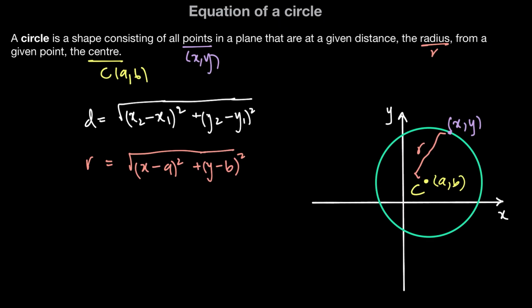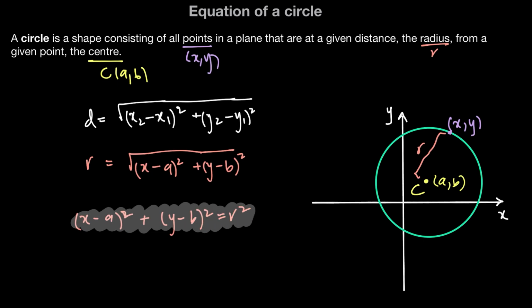So if we square both sides to remove the square root sign, what we get is x minus a, the whole thing squared, plus y minus b, the whole thing squared, is equal to r squared. So this over here represents the equation of a circle, where x comma y represents any point on the circle, a comma b represents the center point of the circle, and the distance from the center point to any point on the circle is represented by the letter r, which is the radius.